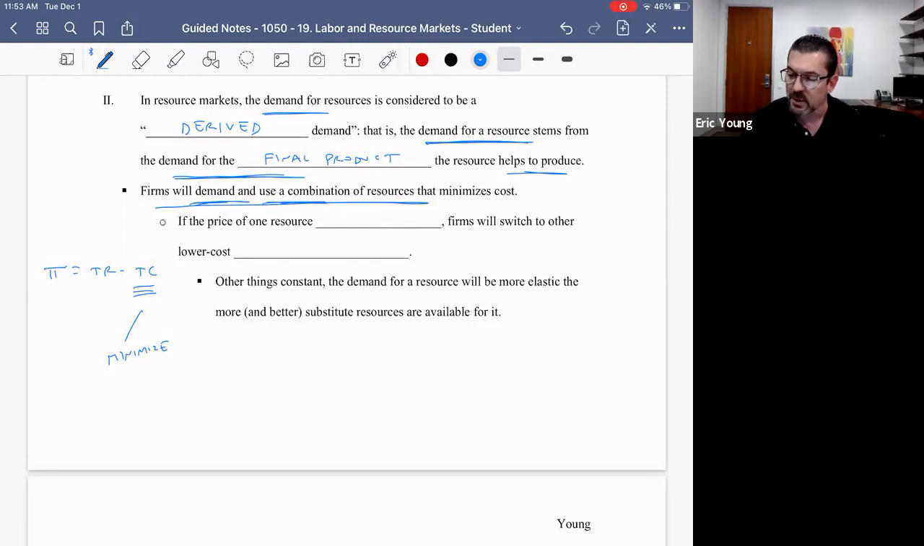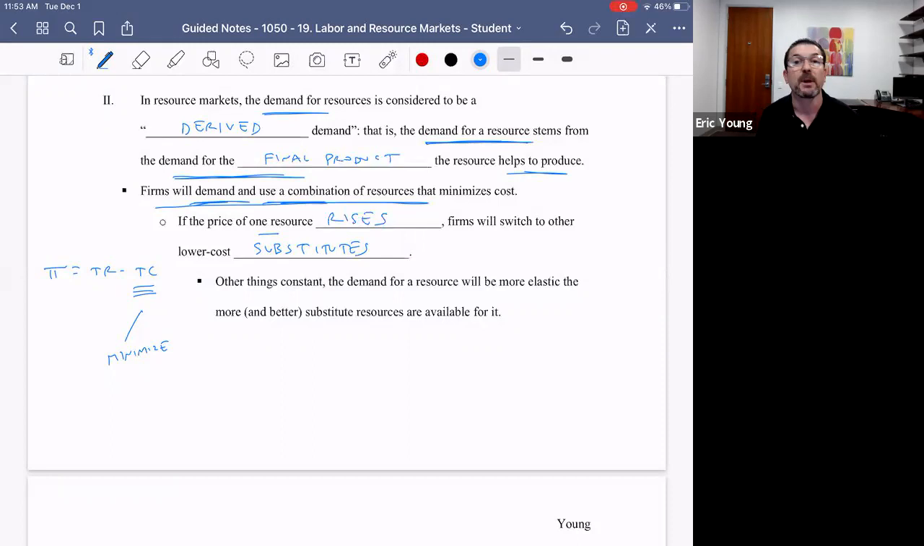And one thing that firms do is they substitute resources. So we believe, for example, that if the price of one resource rises, firms will switch to other lower cost substitute resources. Just as you can substitute products to get utility, firms can substitute resources. This can lead to a lot of very interesting and oftentimes unintended consequences.